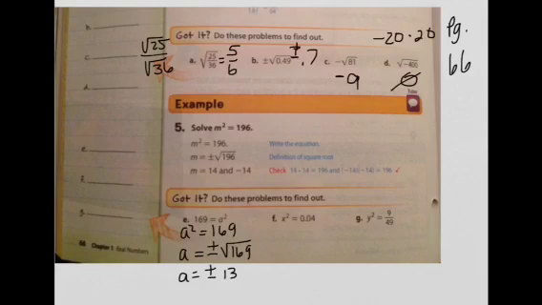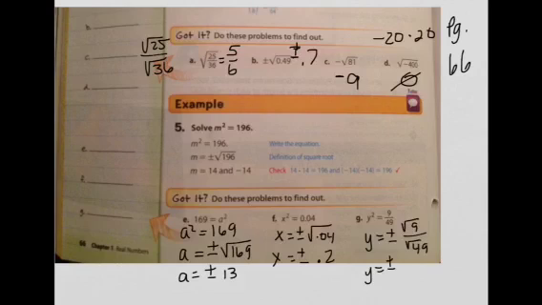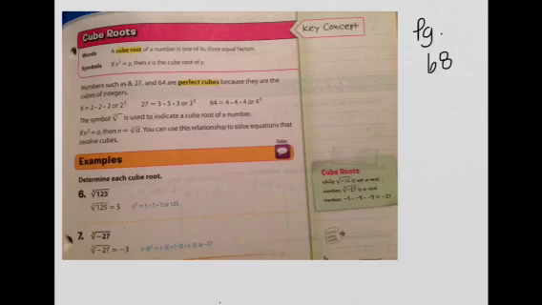For f, x is already on the left. So we're going to write x is going to equal the positive and the negative square root of 0.04. So x is going to equal positive and negative 0.2. Y is going to equal the positive and the negative square root of 9 divided by the square root of 49. So y is going to equal positive and negative 3/7.